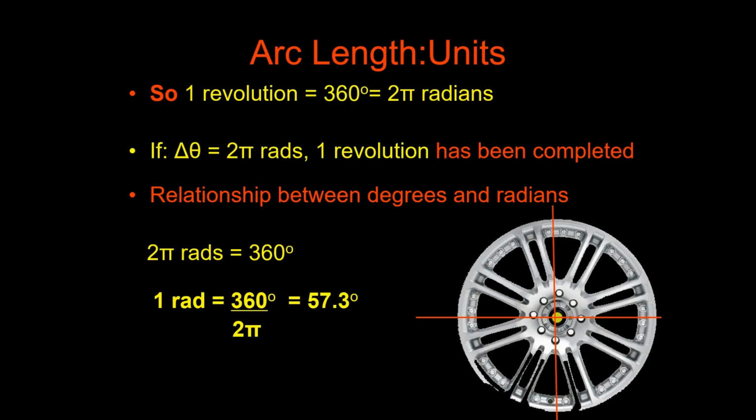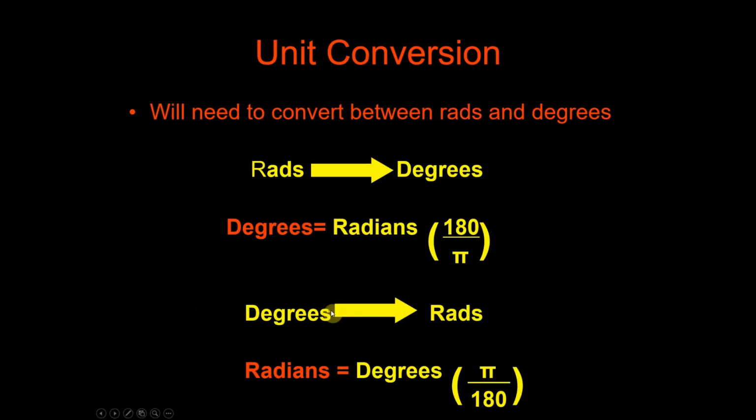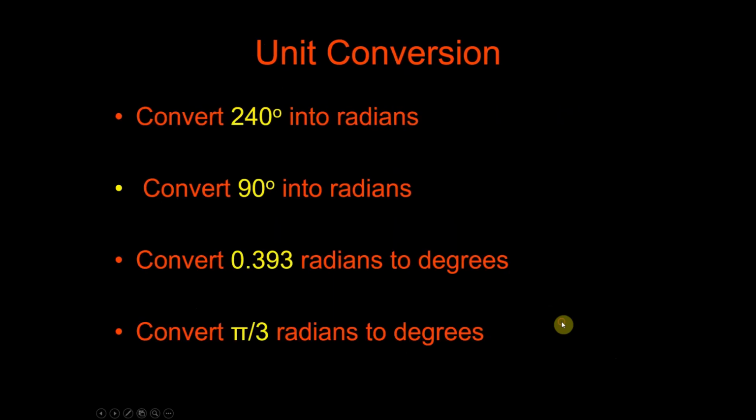So that means 2 pi radians is 360 degrees. That means we have a conversion factor now that 1 radian is equal to 360 degrees divided by 2 pi, which gives us 57.3 degrees. Quite frequently you're going to want to convert between radians and degrees. Degrees is basically 180 over pi radians, and radians is pi over 180 degrees. So if you're going from radians to degrees or degrees to radians, you can easily convert between the two. Definitely make sure you're familiar with how to do this.